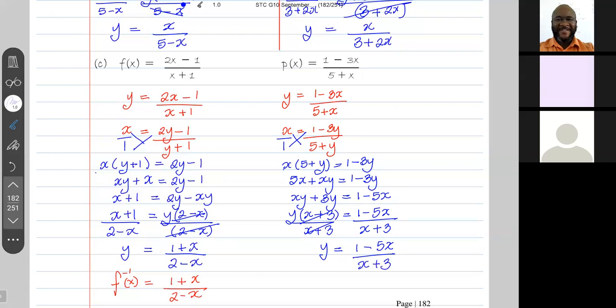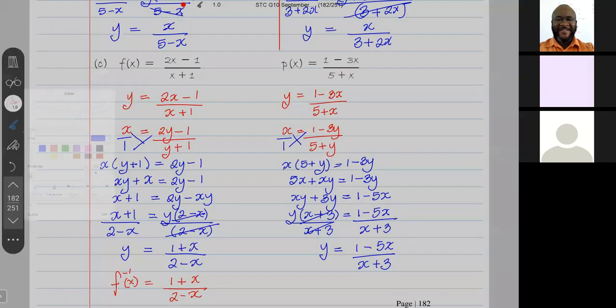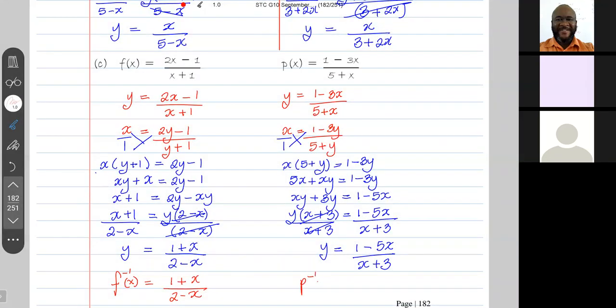Step 3 is to make y the subject again. And the last step, step 4, is to take out y and say p inverse of x is equal to 1 minus 5x over 3 plus x. So all I did there at the end was just to switch around the 3 and the x, and that is not a problem. All right, so we must know how to find the inverse of a function.